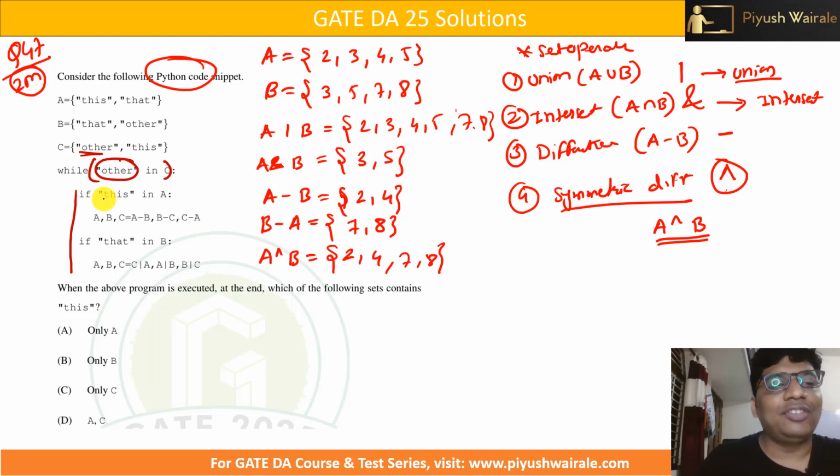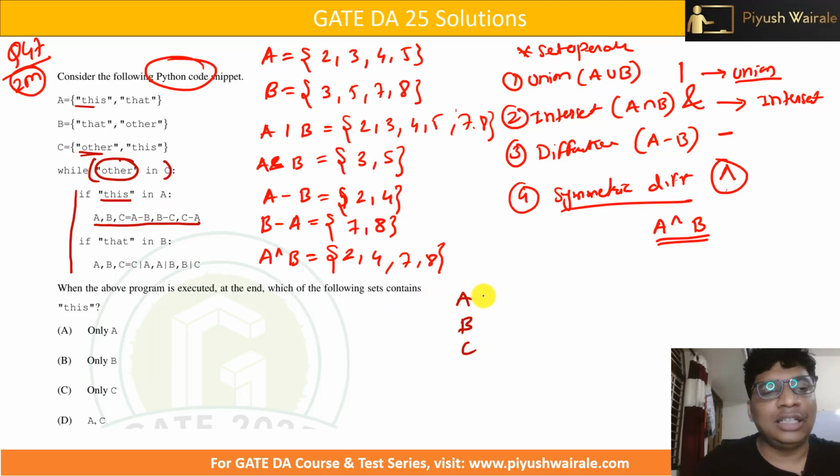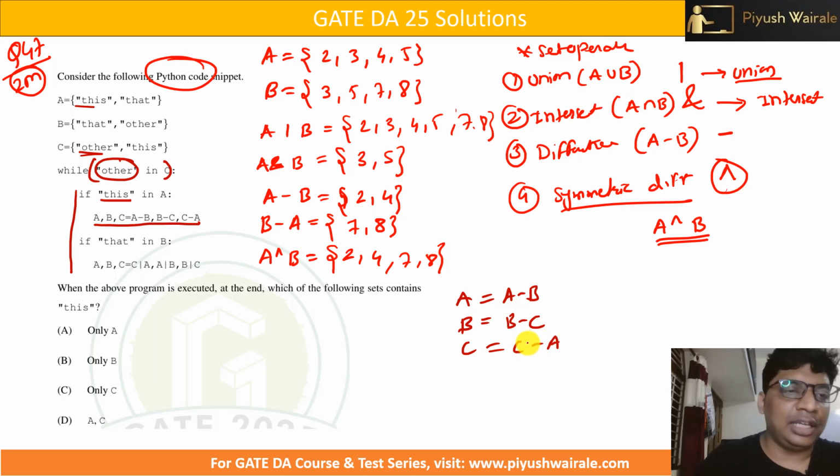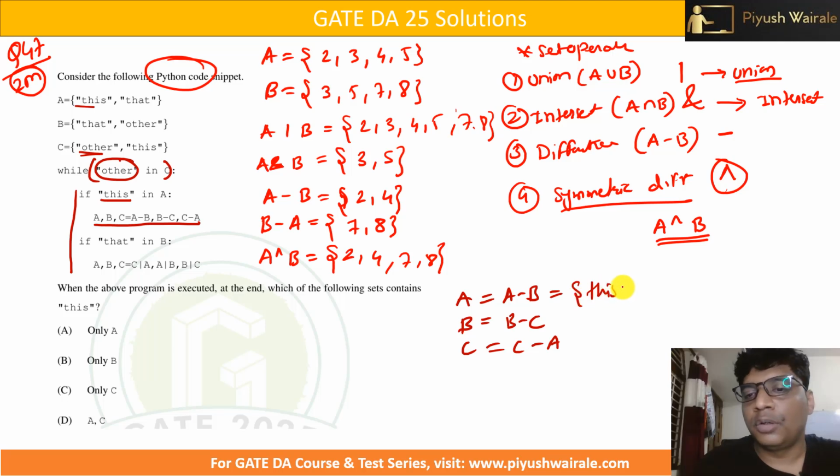Now we are checking if this in A, whether this is present in A. Yes, that is true. Now what are we doing here? A, B, C equals A minus B, B minus C and C minus A. So A is A minus B, B is B minus C, and C is C minus A. What is the output? A minus B: this, that, minus that, other. So that will get removed and we get this, right?